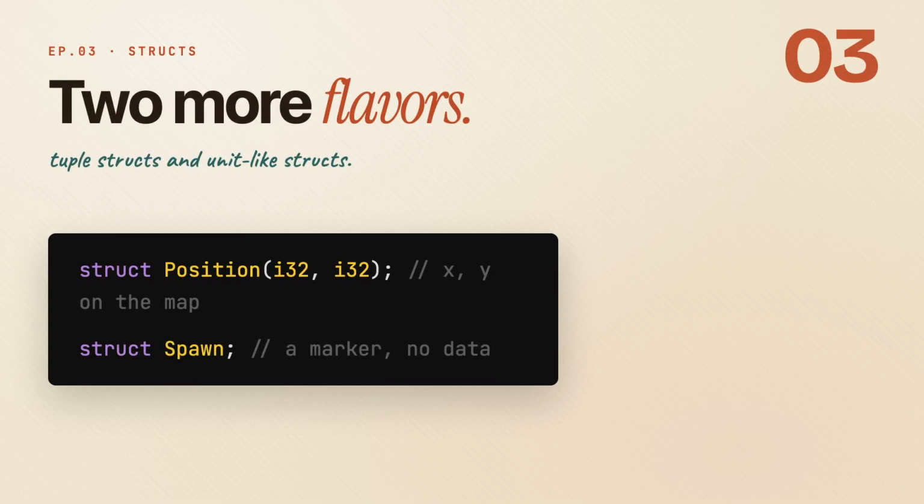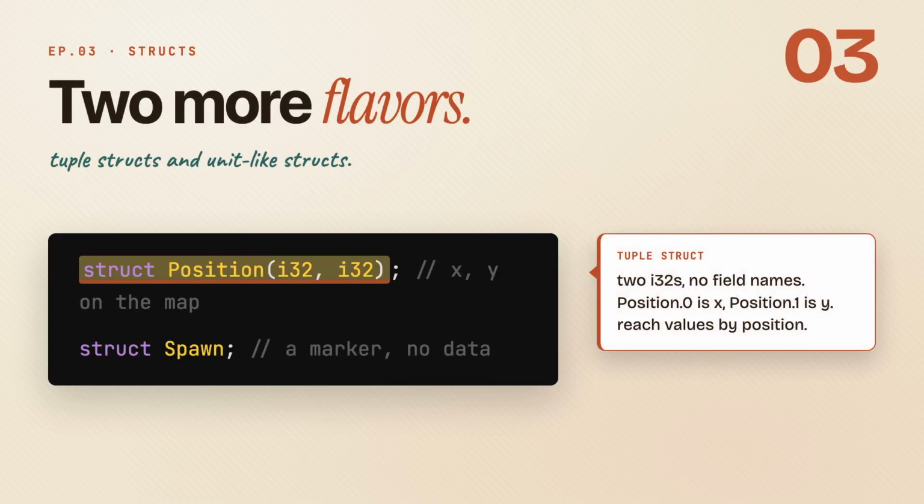Sometimes you want a tuple but with a type name. Rust has tuple structs for that. Let's look at this: struct Position, then two i32s in parentheses. Now Position is a real type. You reach the values by position: p.0 and p.1.